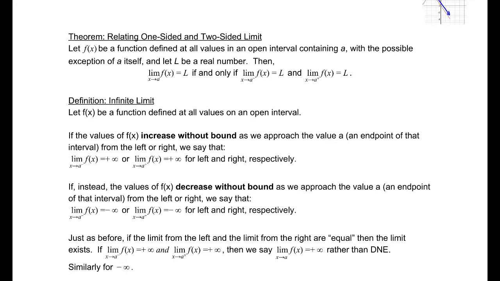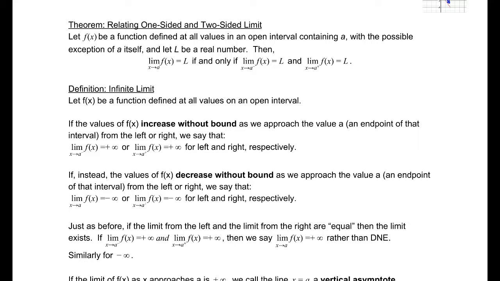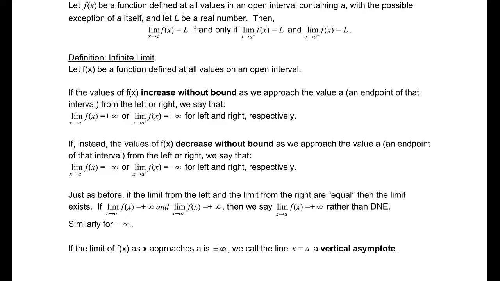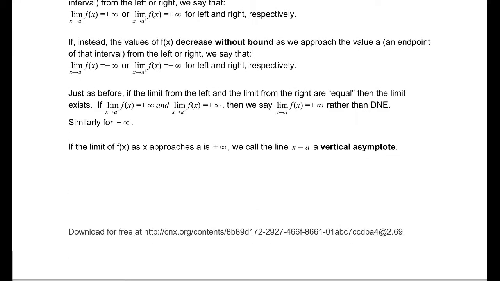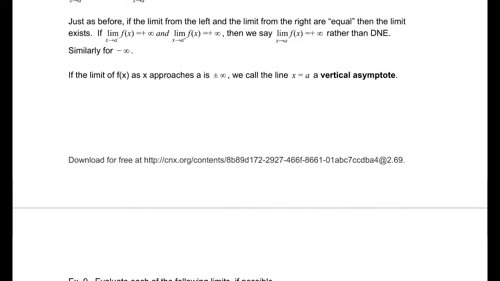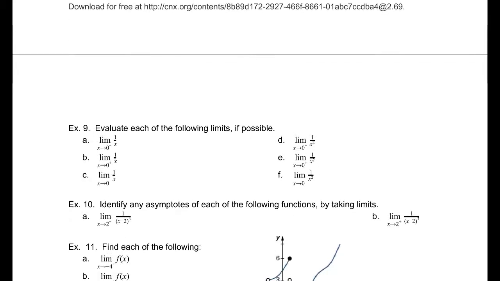Just like before, if the limits are equal from the left and the right, then we say that the limit overall is equal to that same limit. Here we are going to say if the limits from the left and the right are positive infinity, then the limit as x approaches a is positive infinity, and similarly for negative infinity. If any of these happen, we go ahead and call that a vertical asymptote. So rather than saying does not exist, we have a special case here for it going directly to infinity.